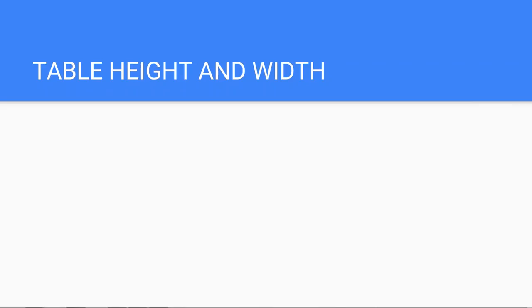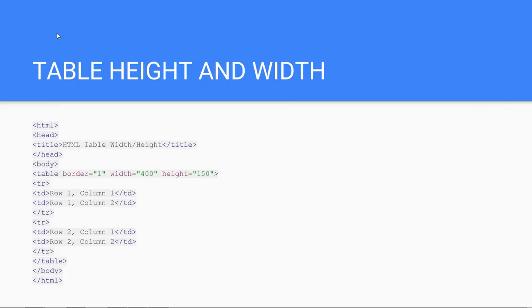So our next topic is table height and width. You can set a table width and height using the width and height attributes. You can specify the table width or height in terms of pixels or in terms of percentage of available screen area. Let's see what that is. In this code, our intention is to give height and width attributes to the table. In this table, we have a border of 1 pixel, and the width is 400 pixels. The height is 150 pixels.